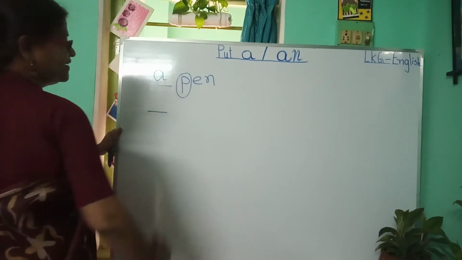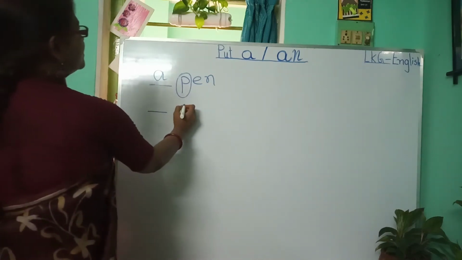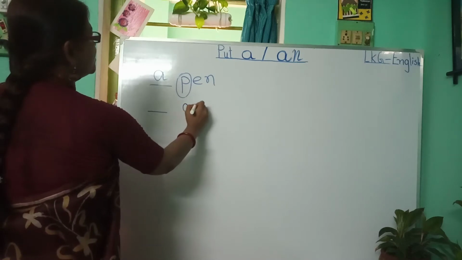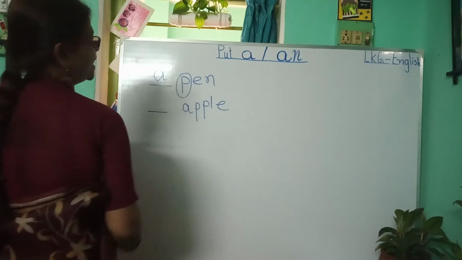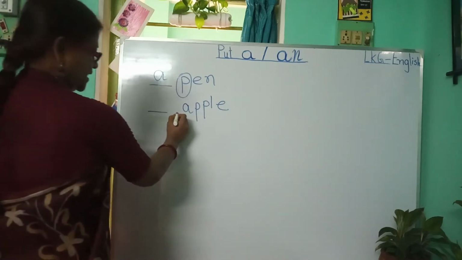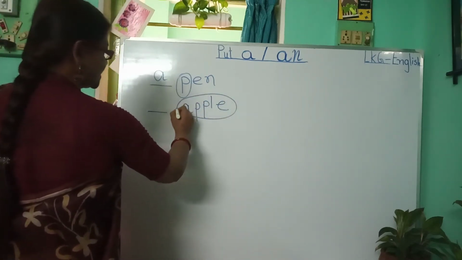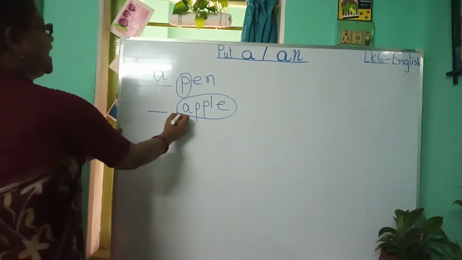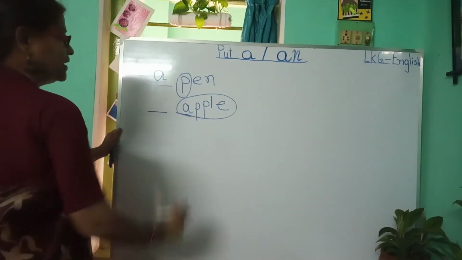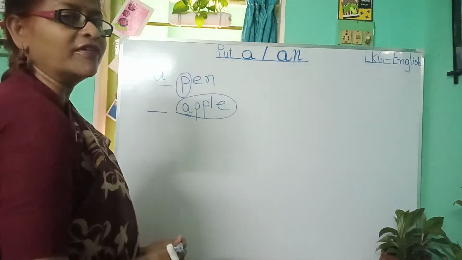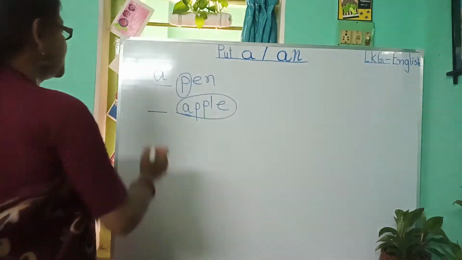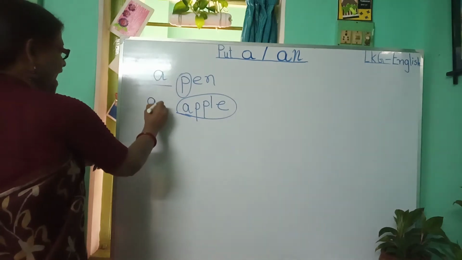Then, A-P-P-L-E, apple. The starting letter of apple is A. Is A a vowel or consonant? A is a vowel. So, I will put here A-N, an.